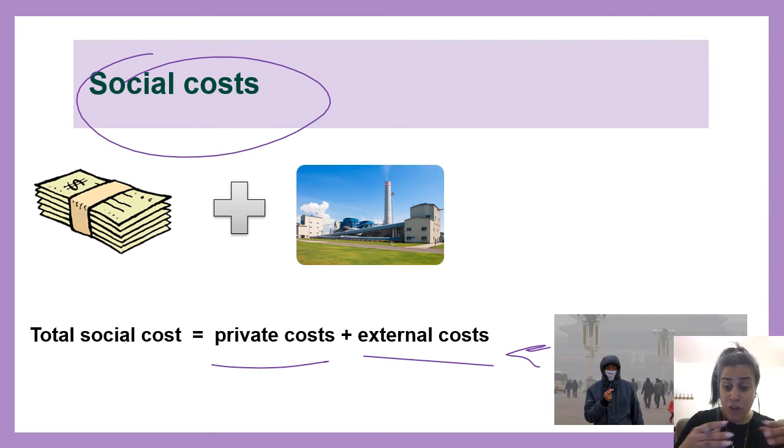It's both the private costs increased, I ended up paying more on the masks, and the external costs, which is the pollution. I had nothing to do with it from the factory. Both of these costs make up something called the total social cost.